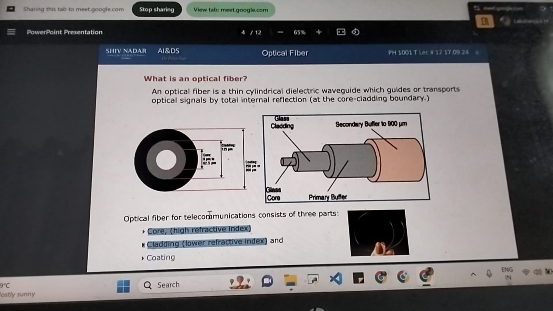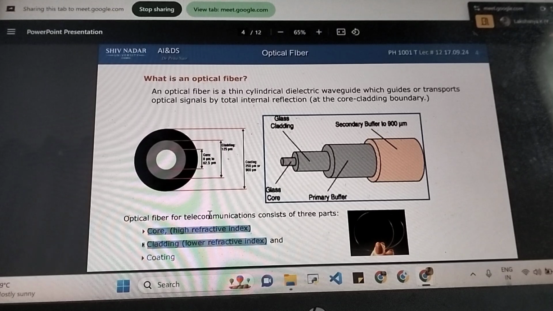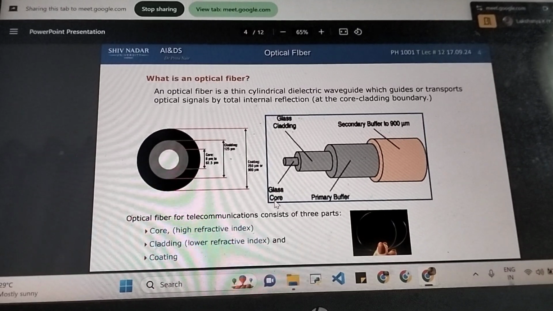So why is this important? Let's take a minute to remember that when I say a material has high refractive index, I mean that it is a denser medium. In other words, the speed of light in this medium is slow. And when I say it has low refractive index, I say it's a rarer medium, meaning the speed of light in this medium is comparatively fast.